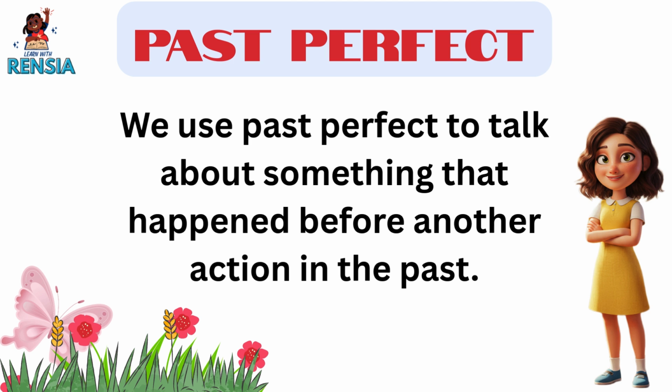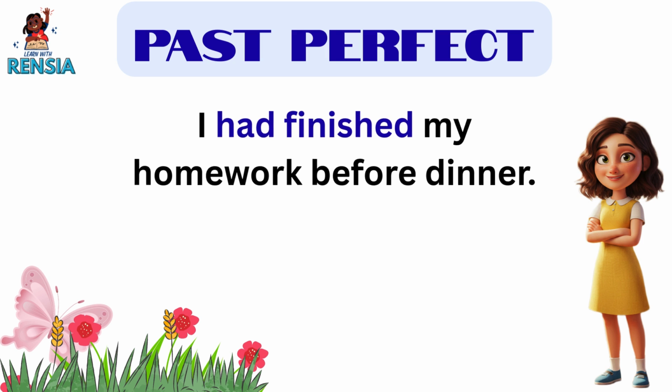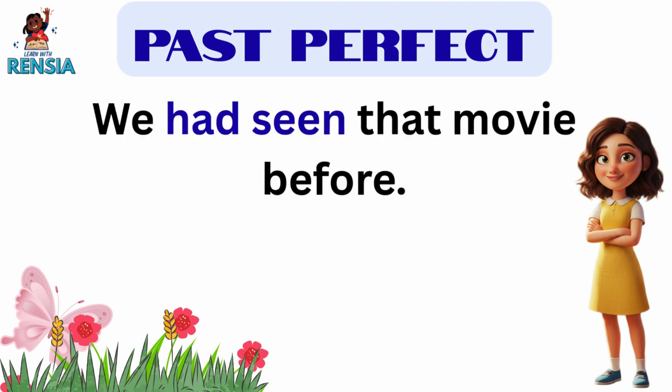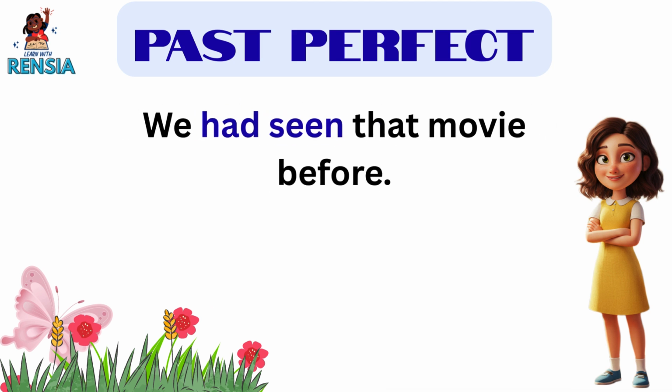Past perfect. We use past perfect to talk about something that happened before another action in the past. I had finished my homework before dinner. She had left when I arrived. We had seen that movie before.